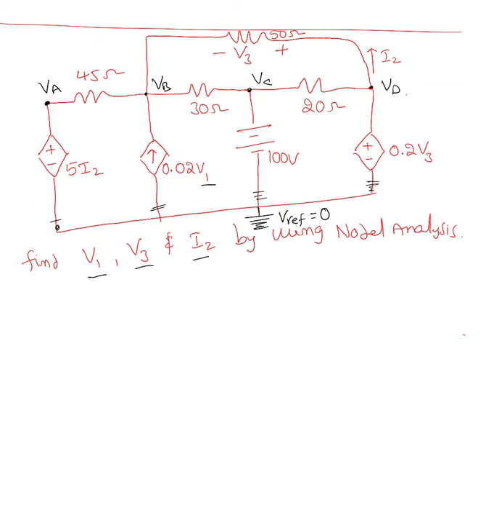So if you look at VA, if there is a voltage source between VA and reference node, then we don't need to apply KCL. I'll tell you why. Because what kind of source is this? This is a current dependent voltage source. Whenever you see the rhombus, that rhombus indicates that that's a dependent source.